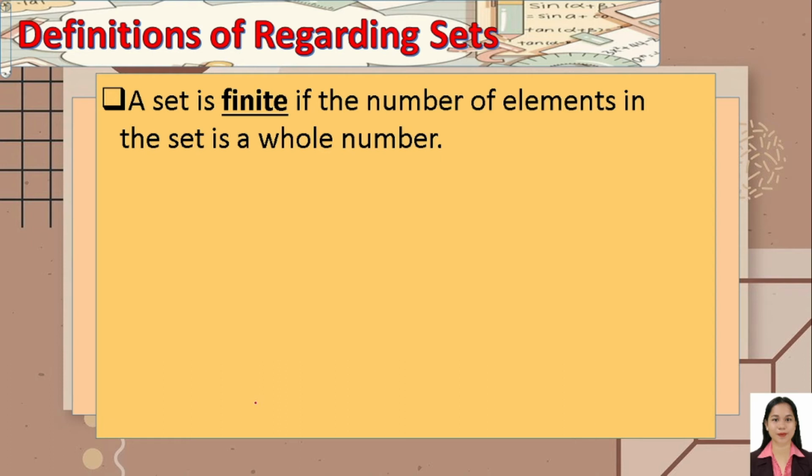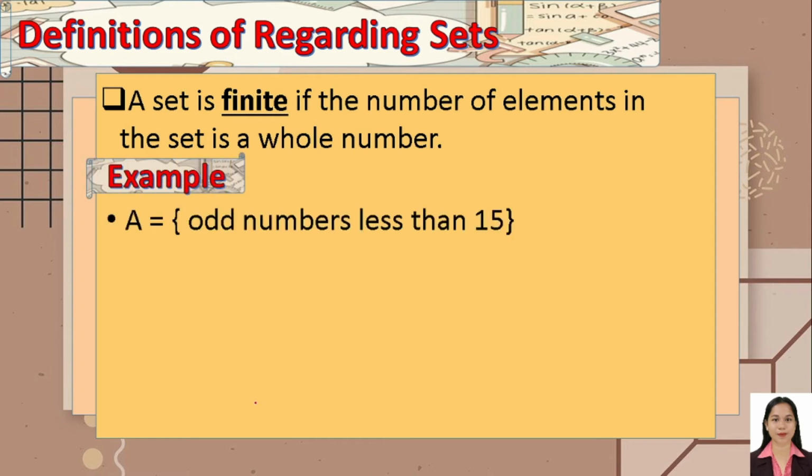Okay, next is, a set is finite if the number of elements in the set is a whole number. So, pag finite yung set, yung number of elements in the set is a whole number. Okay? So, example, A is equal to odd numbers less than 15. So, we can list down the odd numbers that are less than 15, and yung number of elements ng set A is a whole number. So, i-list down muna natin siya.